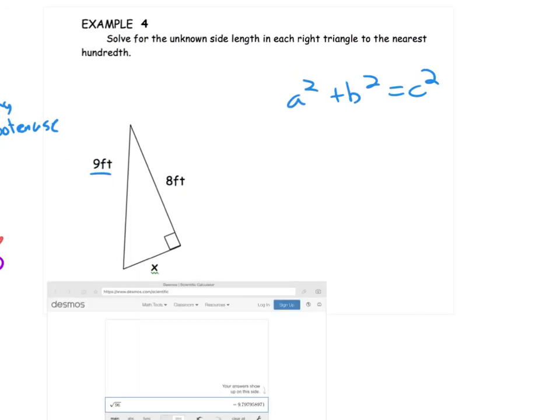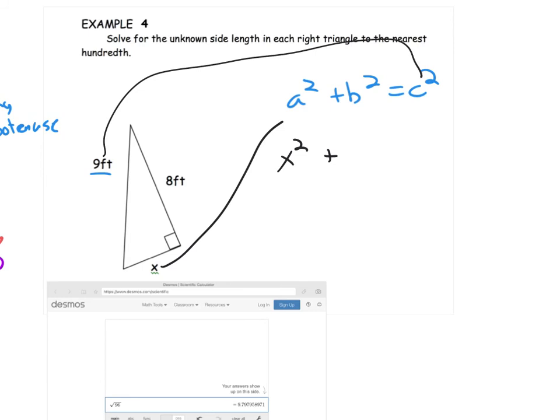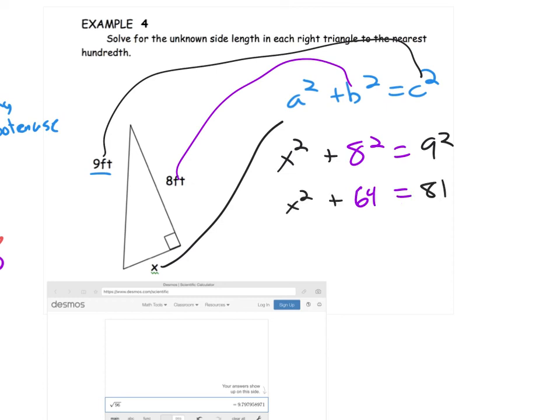All right, so going through and solving this here, again, I'm going to put my x in for a. So I've got x squared plus, put my 9 in for b, so it'll be 9 squared. Whoops, not in for b because that is the hypotenuse, so that should be going in for c. And then I'm going to put 8 in for b. So this will be 8 squared is equal to 9 squared. So I'm going to end up with 64 is equal to 81. And I've still got my x squared.